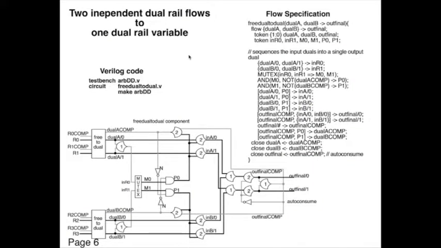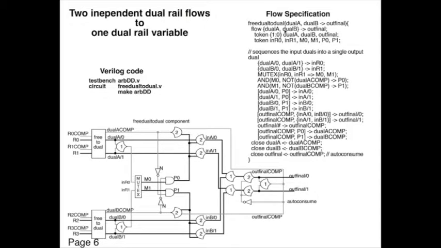The next example arbitrates 2 dual rail flows into a single output dual rail flow. So we create the 2 dual rail flows from uncoordinated inputs to begin with, but at this point we have 2 dual rail flows. And we take the completenesses of the 2 dual rails, arbitrate them, and generate enables for the 2 dual rail flows into the single dual rail output flow.